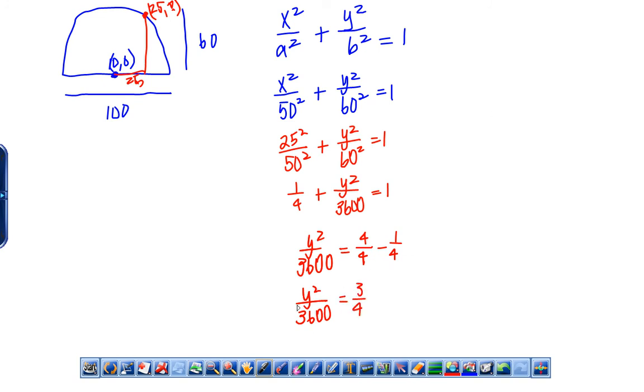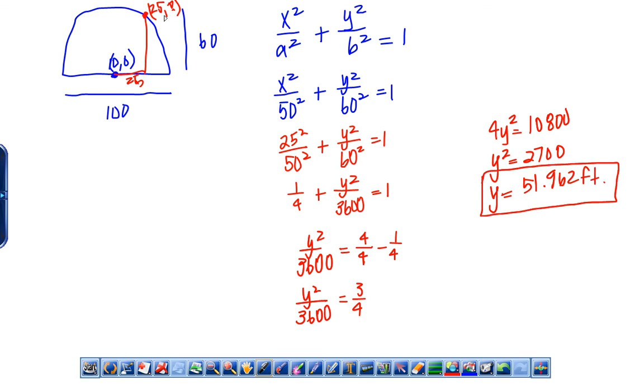And then I'm just going to cross multiply. So 4y squared is equal to 10,800. Divide by 4, and you get 2,700. Take the square root, and you get a y value of about 51.962, which is a really tall roof at 25 feet out. So if you can set it up, it's just algebra work.